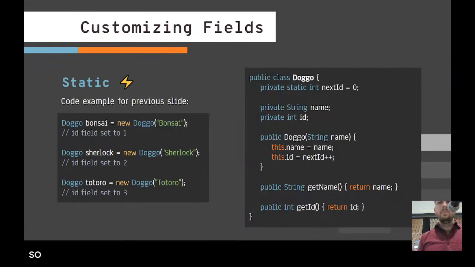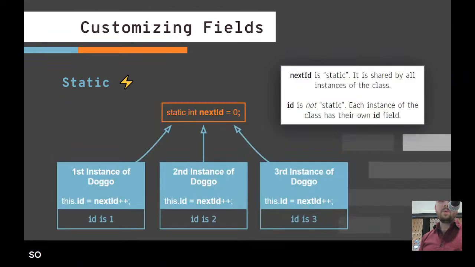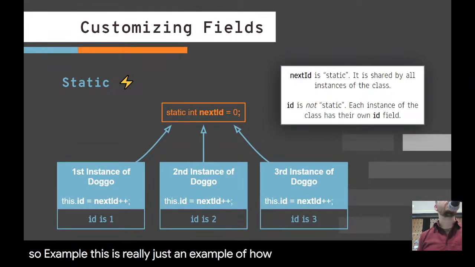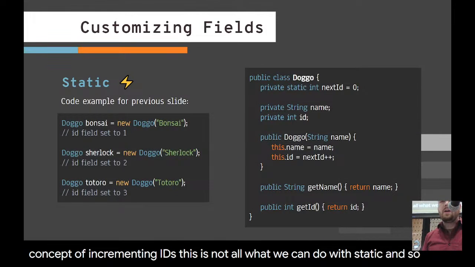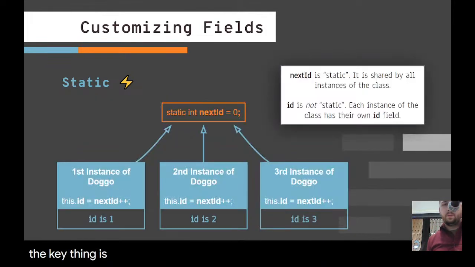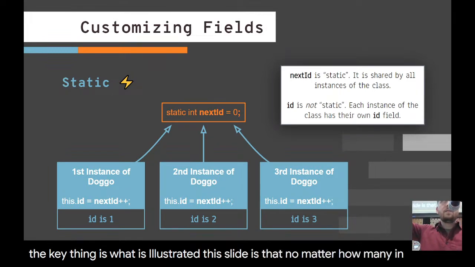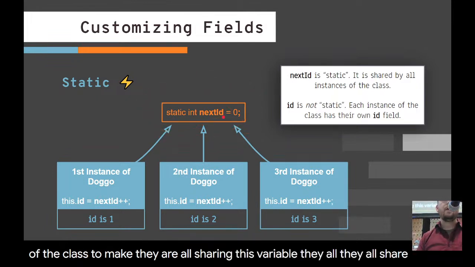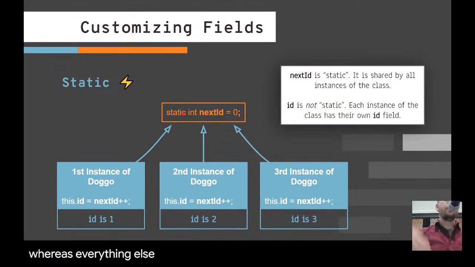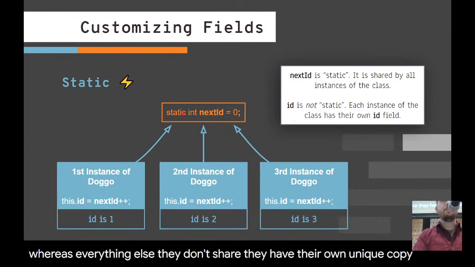So in this example, this is really just an example of how static could be used. This whole concept of incrementing IDs is not all that we can do with static. But the key thing illustrated in this slide is that no matter how many instances of the class we make, they're all sharing this variable. They all share it, whereas everything else they don't share. They have their own unique copy of it.